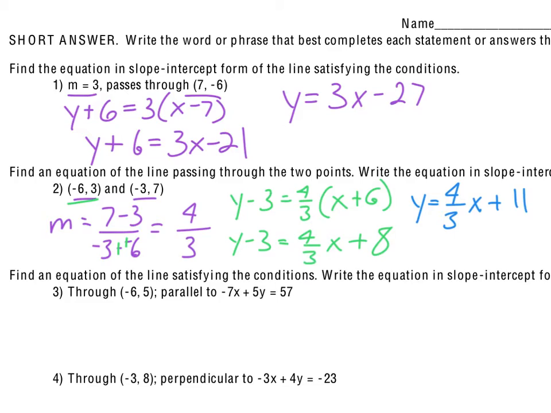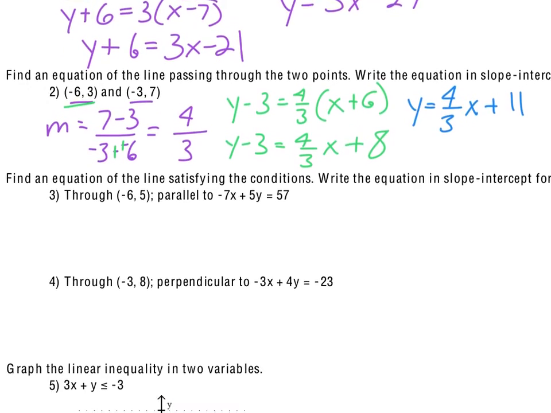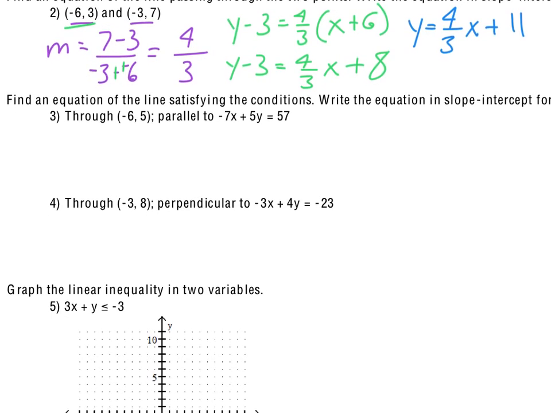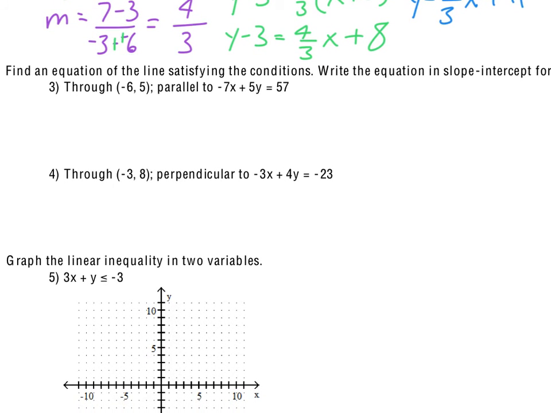Next we're looking at, again they tell us that they want it to go through (-6, 5), and they want it to be parallel to negative 7x plus 5y equals 57. So again, given that standard form, there is a trick for finding the slope there. The slope is the opposite of a over b for that standard form, so the opposite of a negative 7, so that would be 7 over 5. So the slope of 7/5 is the slope for that line, and of course any line parallel to that would also have a slope of 7/5.